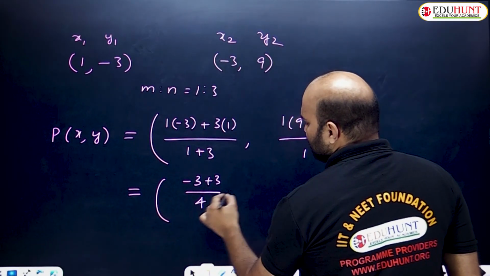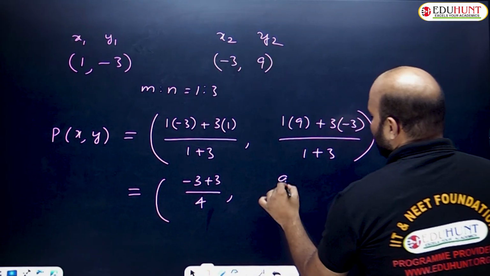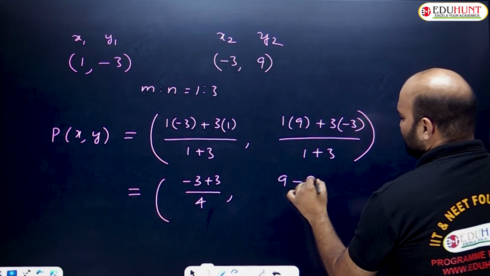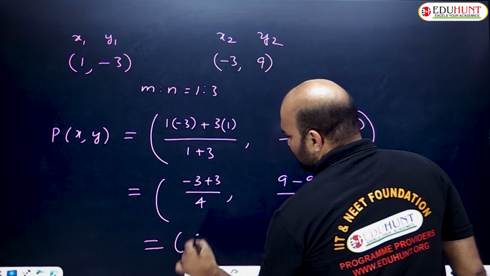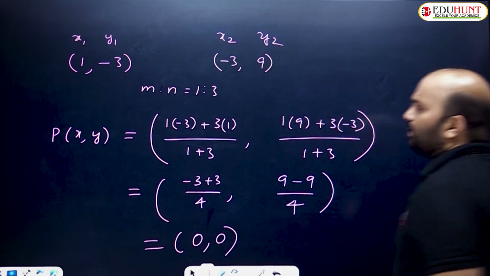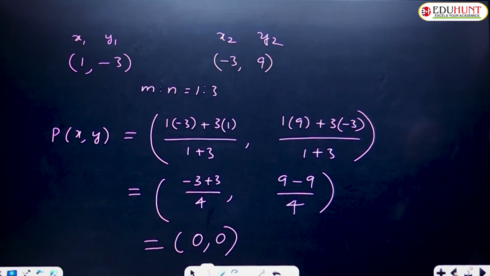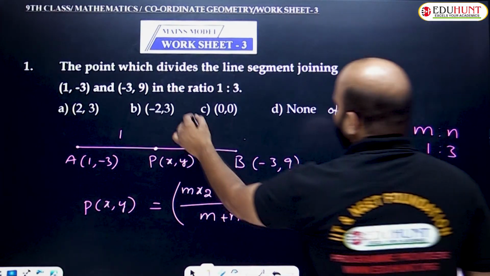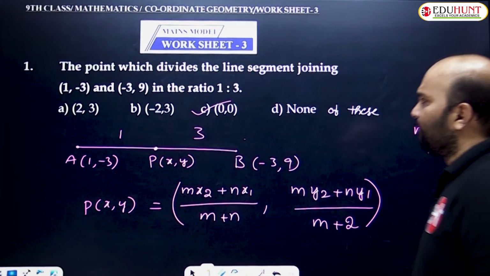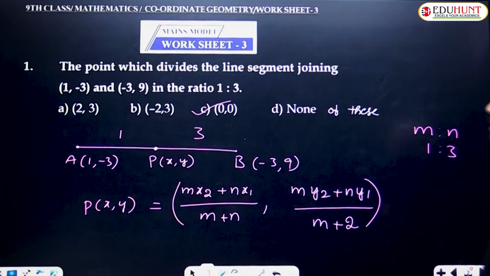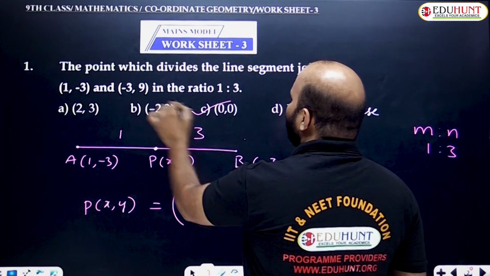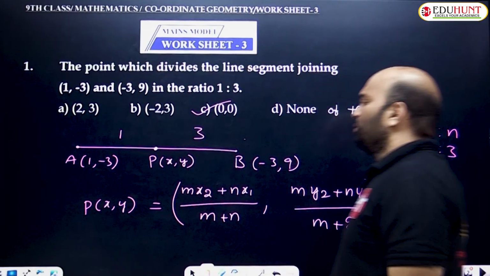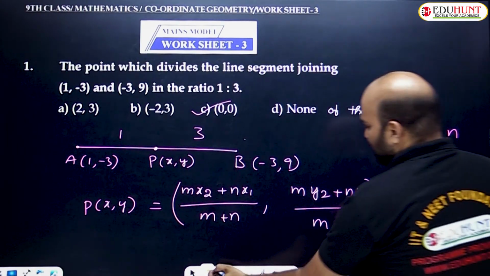So clearly we need to observe: -3 into 1 is -3, plus 3 gives 0. 0 by 4 always gives 0. Again here, 9 minus 9 is 0, 0 by 4, so it is also 0. So the point is (0, 0). So option C is the right answer. The point which divides the line segment AB in the ratio 1:3 is (0, 0). Which option is the right answer? Option C.